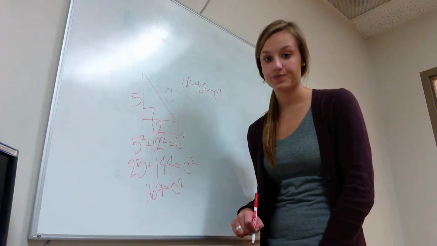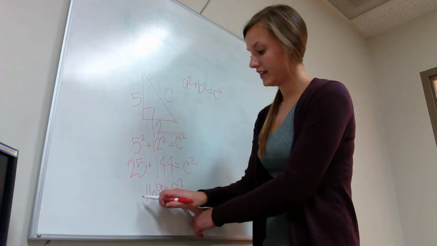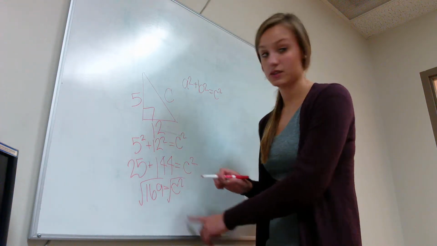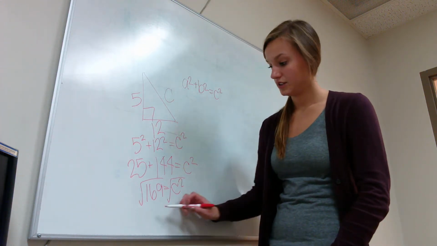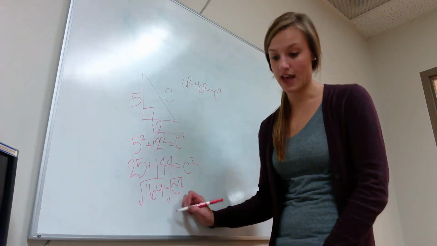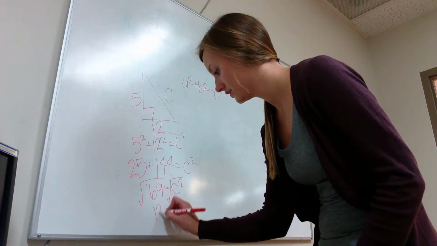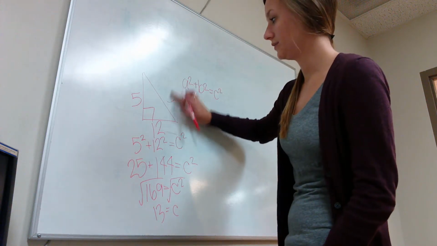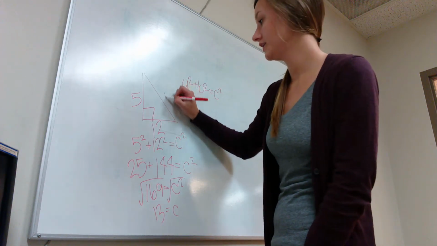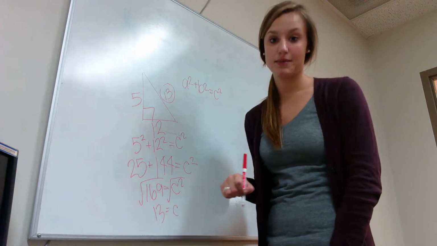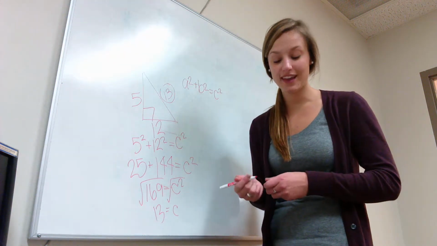C squared. Now we have to find the square root of both sides to get rid of that square. So 169, the square root of that is going to be 13. So C equals 13. We could write in 13 up here, maybe circle it depending on how your professor or teacher would like it.